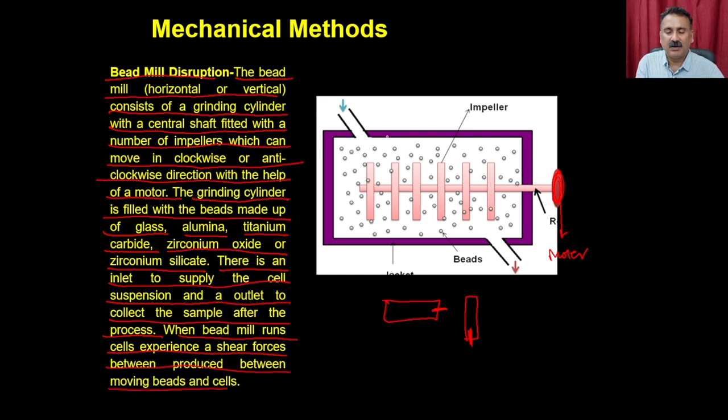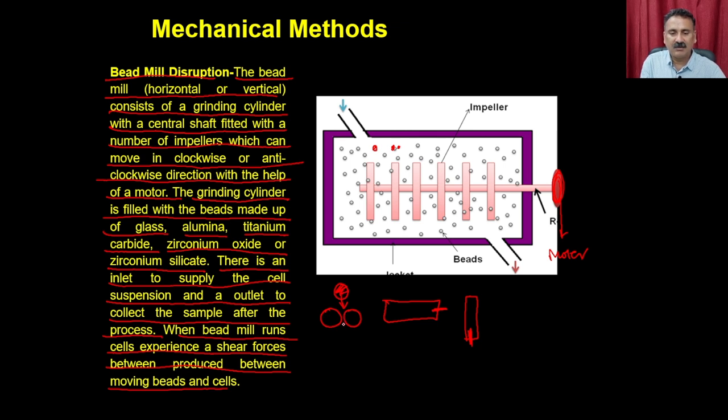So what will happen is you are going to add the beads, and this is the bead mill homogenizer, in which you have a central shaft. This shaft is connected to the motor, and on this shaft you have an impeller. When this runs, you're also going to add the beads. When these beads move, you can imagine that if these two beads are moving, the cell is passing through these beads. So the cell is passing through these tiny pores which are formed between these beads.